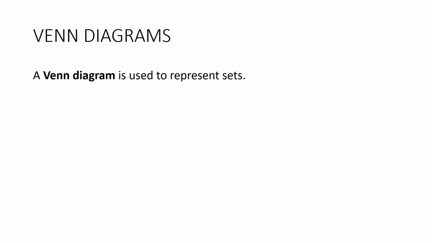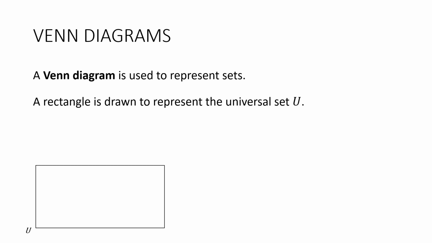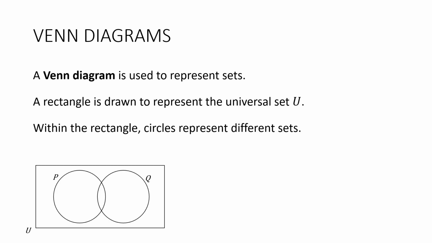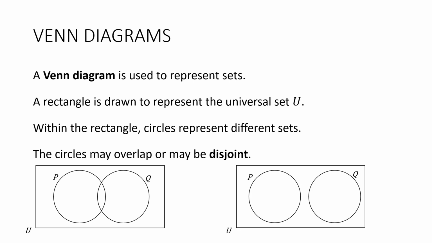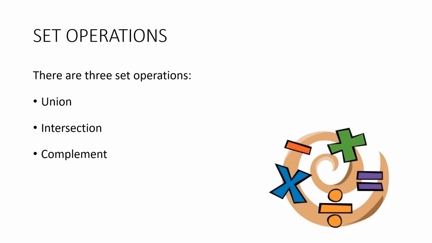And we use Venn diagrams to represent sets. What we do is draw a rectangle to represent the universal set, and then within the rectangle, circles represent different sets. And those circles can overlap or they can be disjoint. There are 3 set operations that we're going to cover. They are union, intersection, and complement.